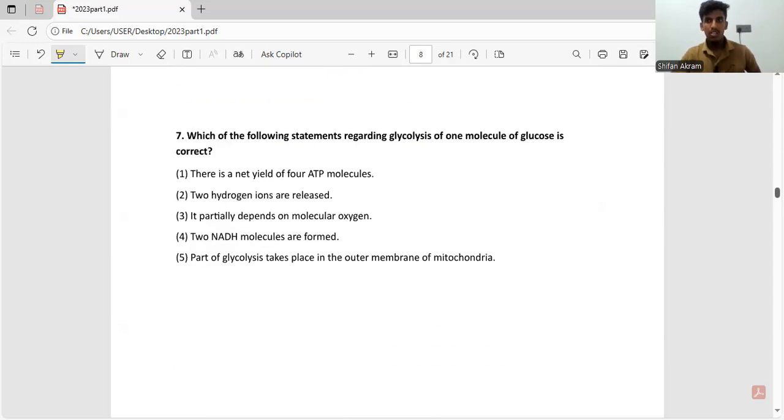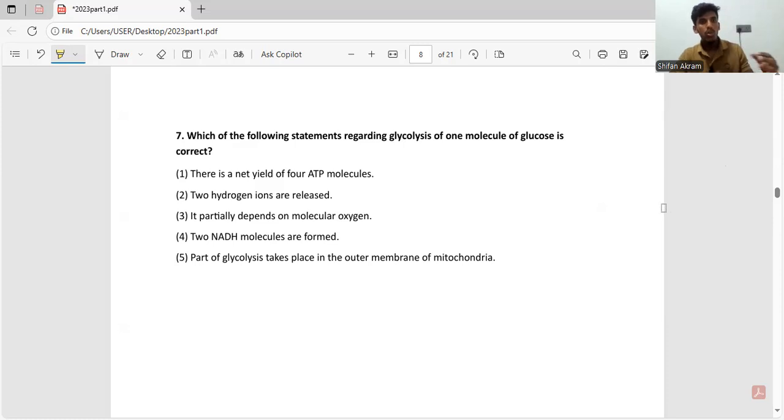Now let's go through the seventh question. Which of the following statements regarding glycolysis of one molecule of glucose is correct? Again, this is about glycolysis. We know glycolysis is the first process that occurs in aerobic respiration. The first statement says there's a net yield of 4 ATP molecules. Yes, during glycolysis, glucose is broken down to 2 pyruvate molecules. But this is wrong, because during the process, 4 ATP molecules are produced and 2 ATP molecules are used up for the reaction. So the net yield is 2 ATP molecules, not 4 ATP molecules. So this statement is wrong.